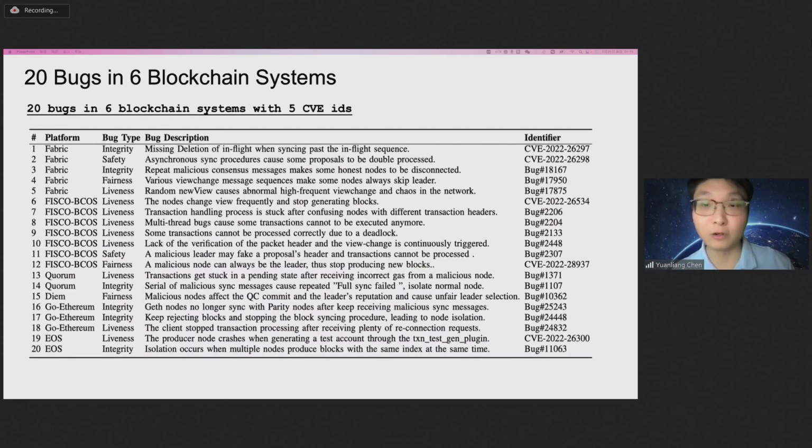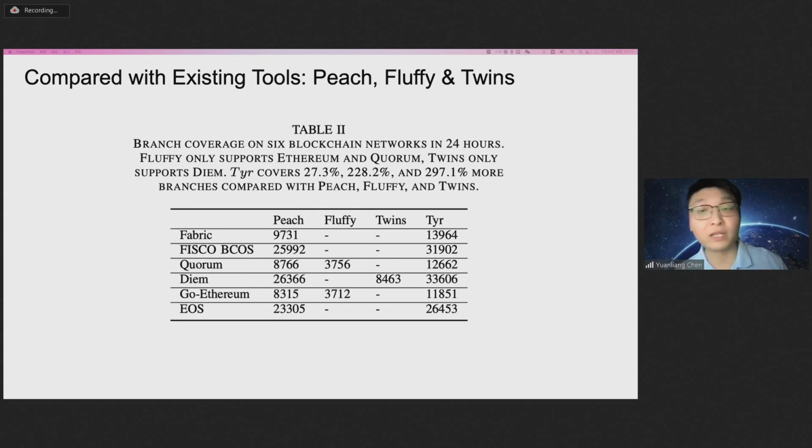We have implemented TIA on 6 blockchain systems, including Go Ethereum, EOS, Fabric, Quorum, and others. Totally, we have detected 20 bugs in these systems with 5 CVE IDs assigned. To demonstrate whether TIA can cover more code of blockchain systems compared with state-of-the-art tools, we compare TIA with Peach, Fluffy, and Twins. Fluffy only supports Go Ethereum and Quorum, while Twins only supports DiemBFT. From the table, we can find that TIA always outperforms other tools in all 6 target blockchain systems.